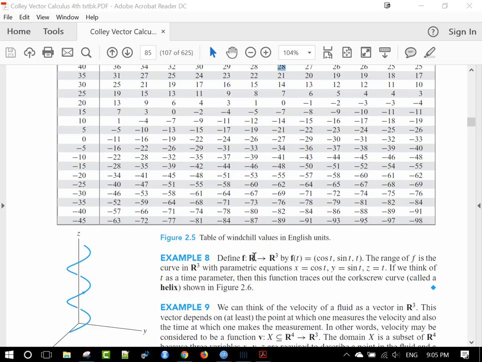Okay, here's an example of a scalar input, but we get a vector output. You can see that it's a vector output just by identifying that there are commas here. That means that the output is a vector. So you're given a t, you get this.